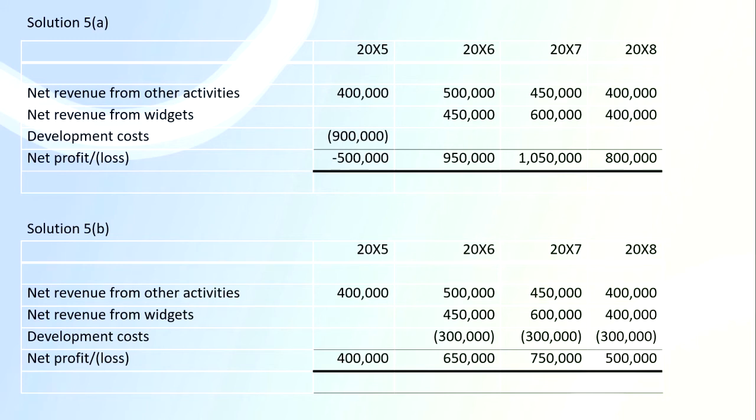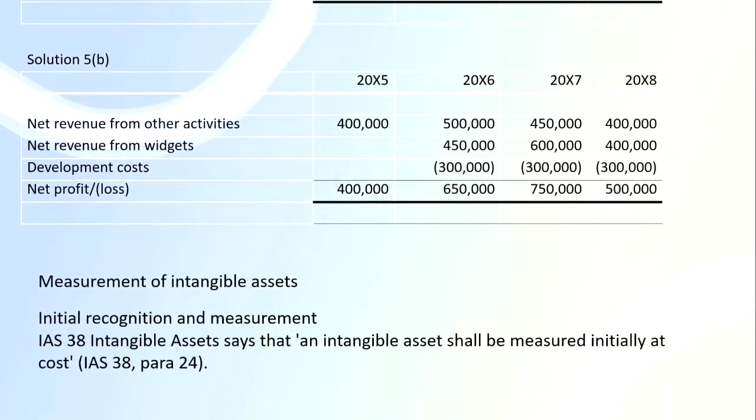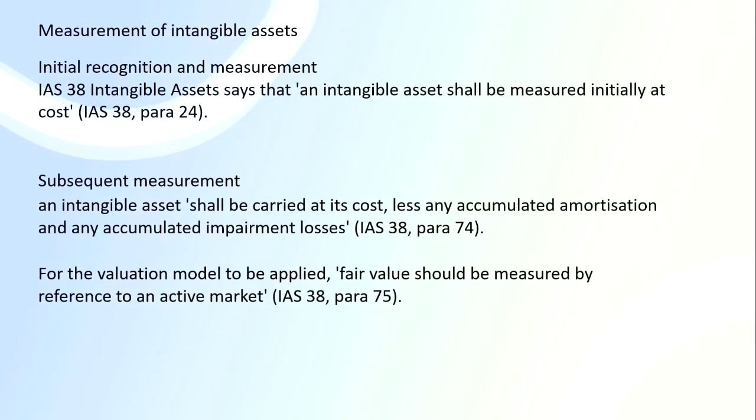So you can see that the company gets profit for the whole 4 years. If the company expensed it all during the year X5, the company would suffer a loss in 20X5. So this is the last thing you need to know about the intangible non-current asset. Actually, this is a conclusion of the intangible non-current asset.